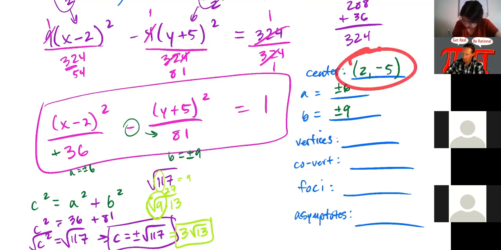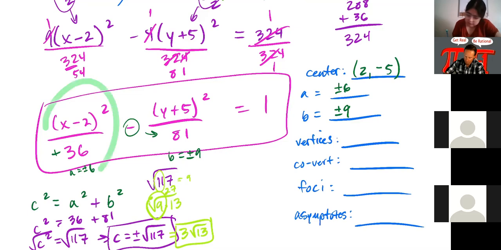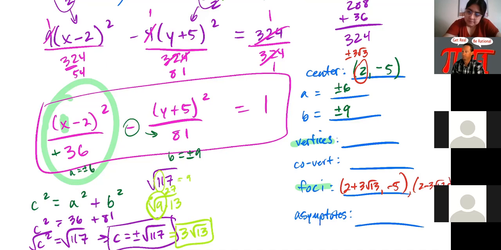And what is it going to be done to? The X or the Y from my center? Everything, the vertices, the foci, all of that stuff is going to be in the x direction because it is the positive, the bigger one, my A term. So I know for this, I'm going to go what from my center? Plus and minus 3 root 13. So that would be 2 plus 3 root 13, comma negative 5, and 2 minus 3 root 13, comma negative 5. Sorry, kind of running out of room there.